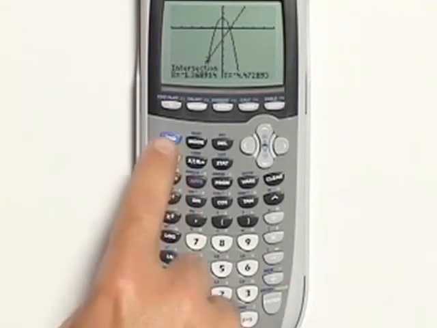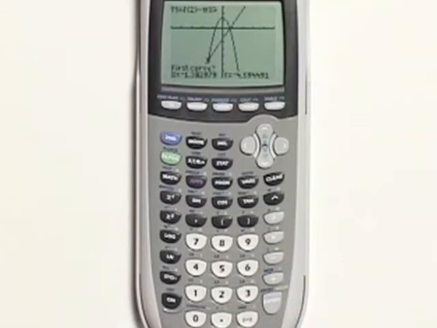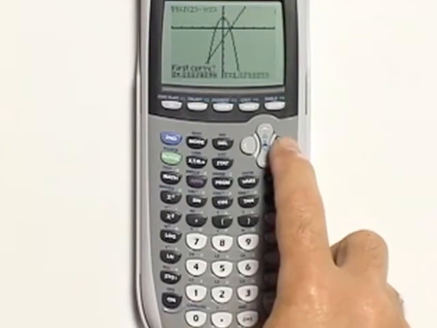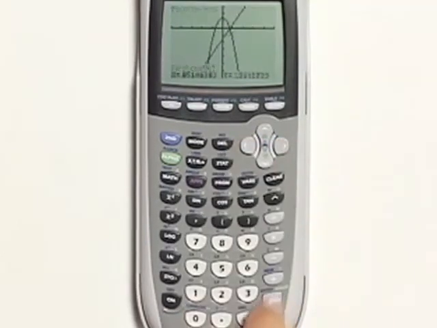So to do that, we press second, calc, and then 5, and that's the intersection. What we need to do is use the right arrow key to move closer to that point of intersection. So I moved there. I now press enter. It's asking, is the first curve number 1, and that's true, so I hit enter, and curve number 2 is y sub 2, so I press enter. It's asking us for the guess. I've already moved the cursor close to it, so now press enter, and it gives us the intersection.